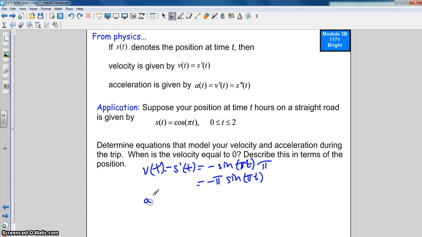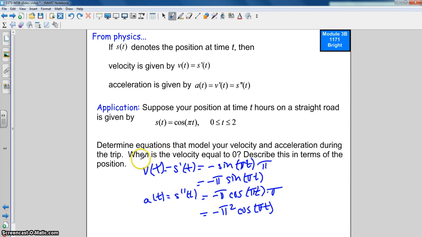And then if I want to find the acceleration, well, this is the second derivative of position, sorry. So going through and doing that again, this is just a constant, the minus pi, so I'll leave that there. The derivative of sine is going to be cosine of pi t. And I have to multiply by the derivative of the inside function, kind of like what we've been doing with logs and exponentials. So I multiply by pi, and my acceleration is just minus pi squared cosine of pi t.